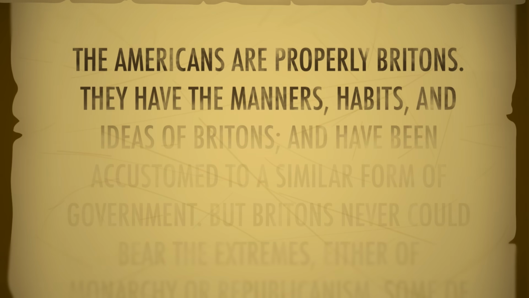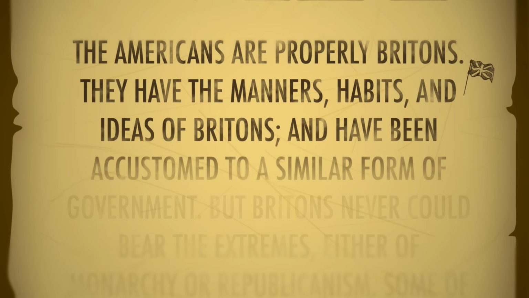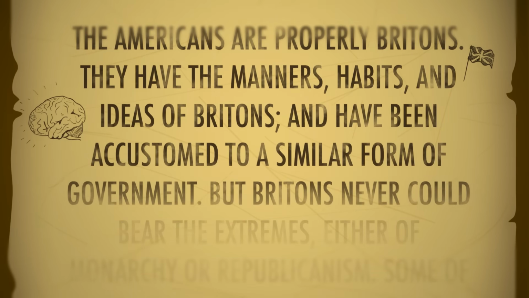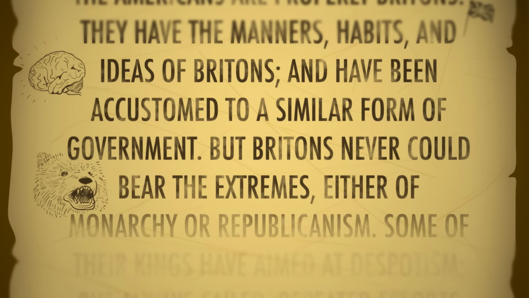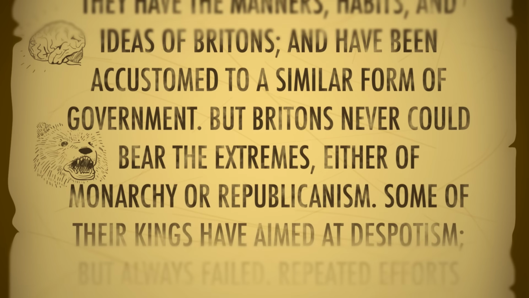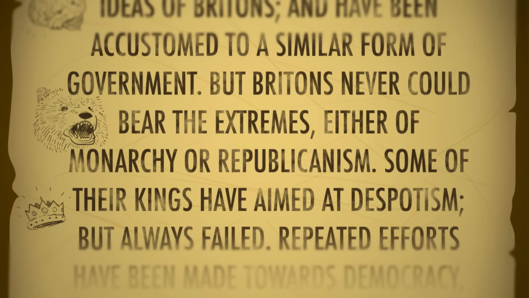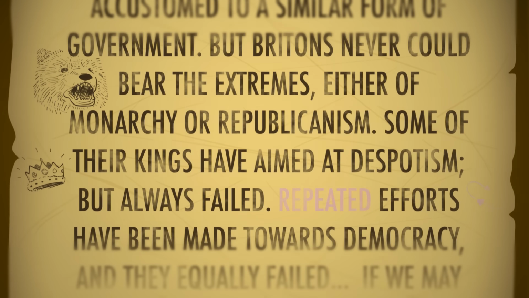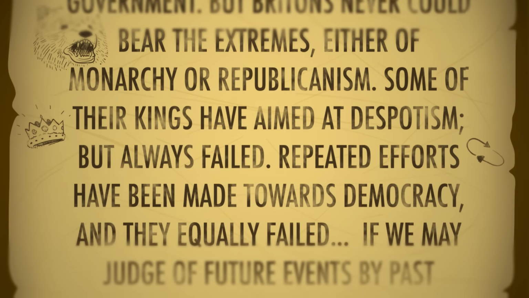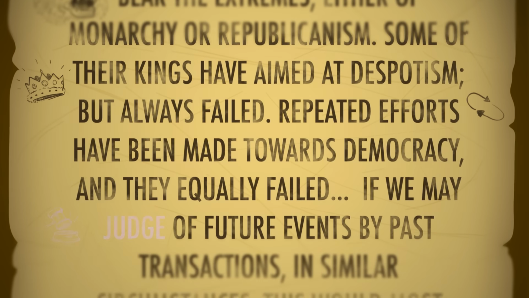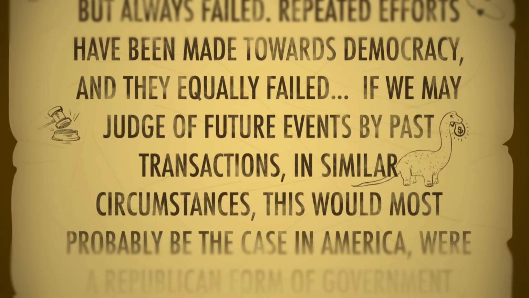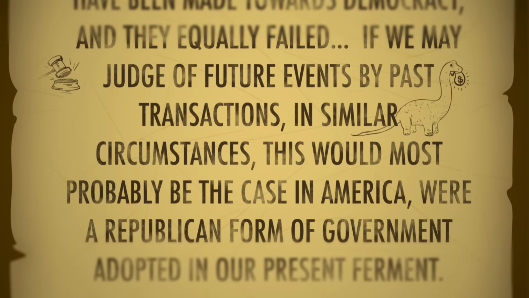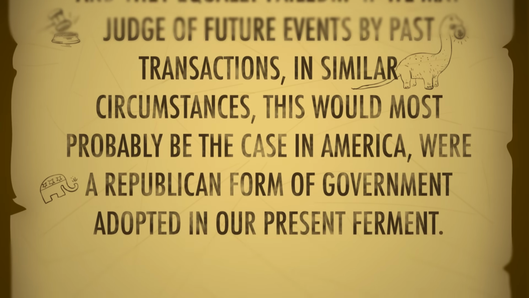The Americans are properly Britons. They have the manners, habits, and ideas of Britons and have been accustomed to a similar form of government. But Britons could never bear the extremes, either of monarchy or republicanism. Some of their kings have aimed at despotism, but always failed. Repeated efforts have been made toward democracy, and they equally failed. If we may judge of future events by past transactions, in similar circumstances, this would most probably be the case in America, were a republican form of government adopted in our present ferment.